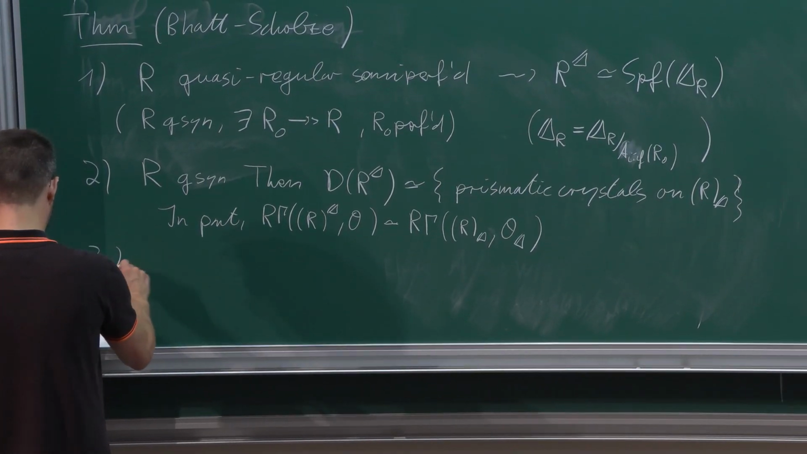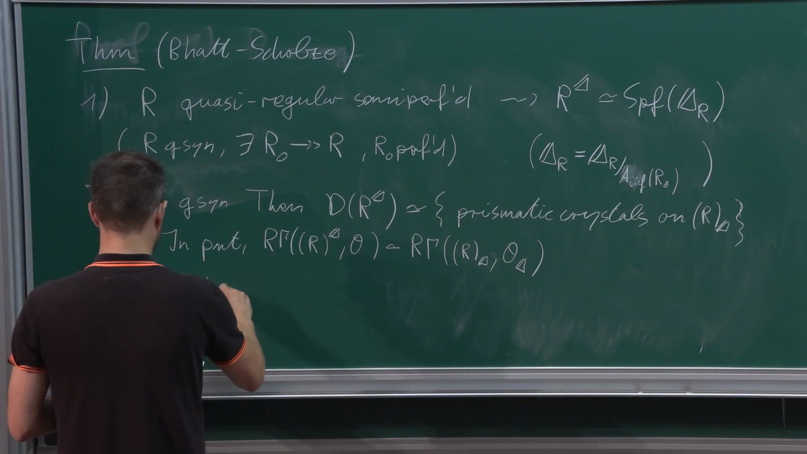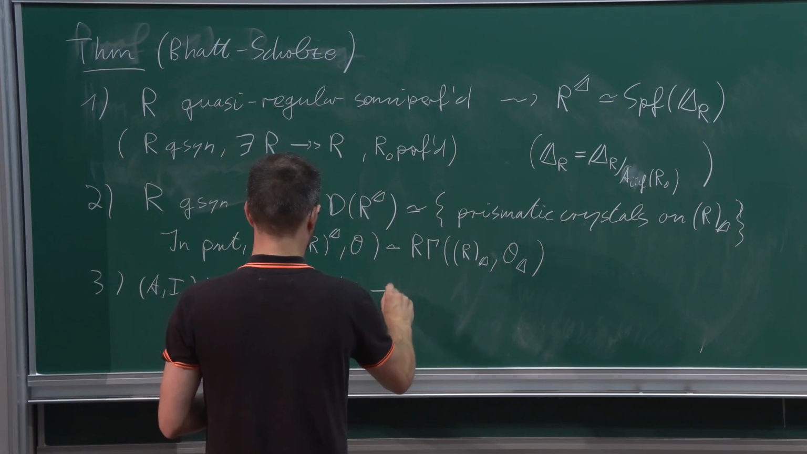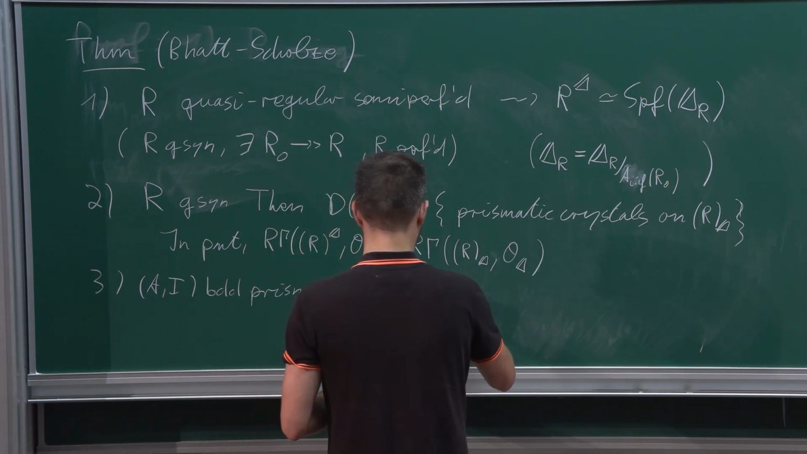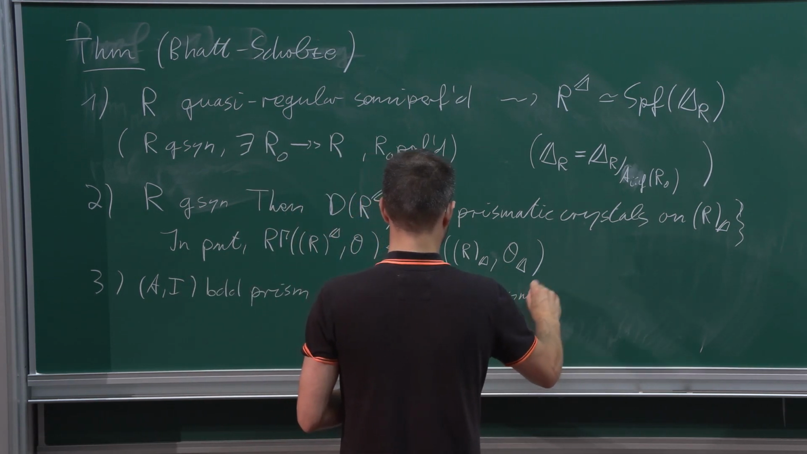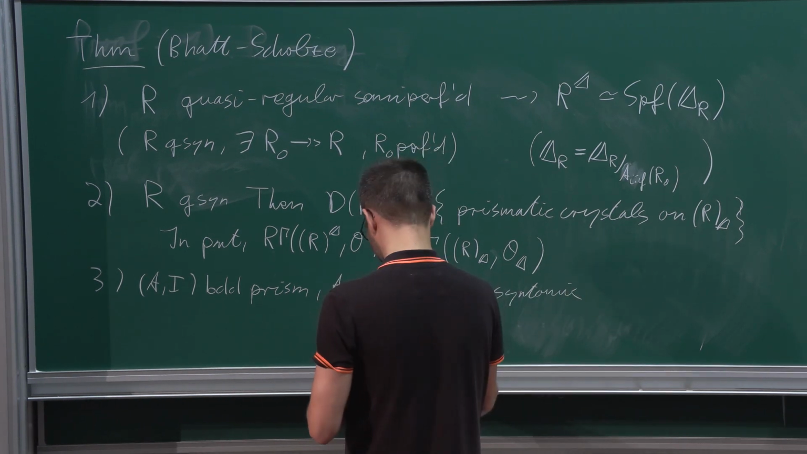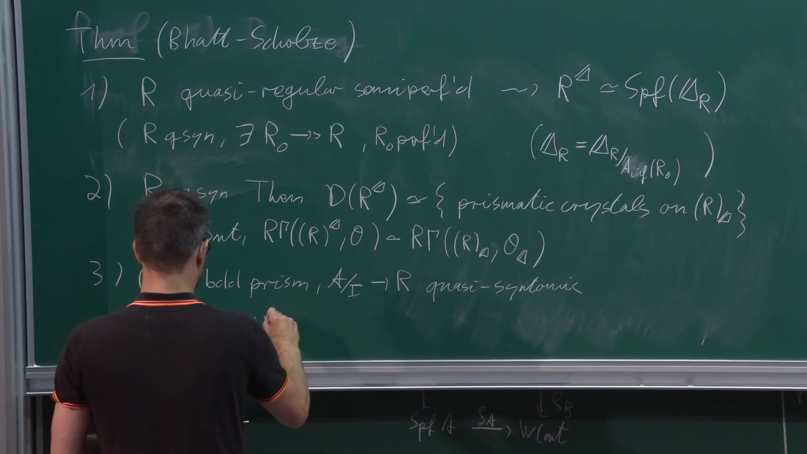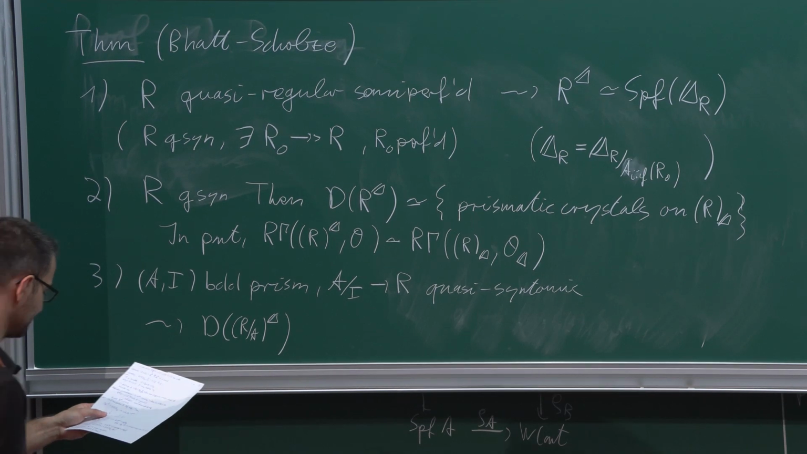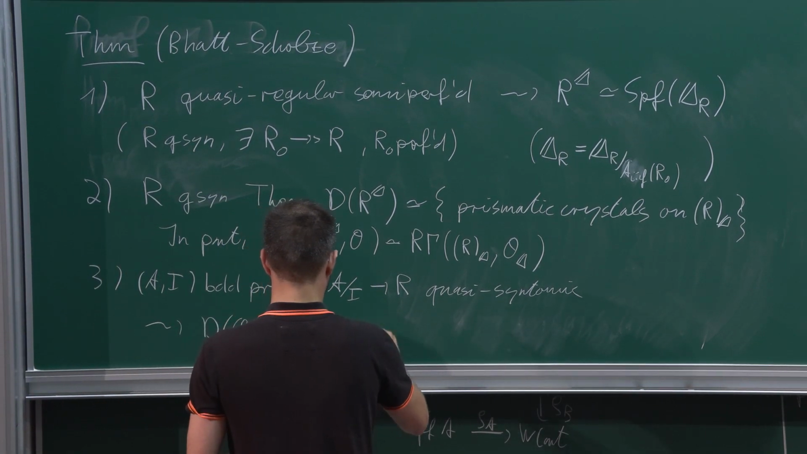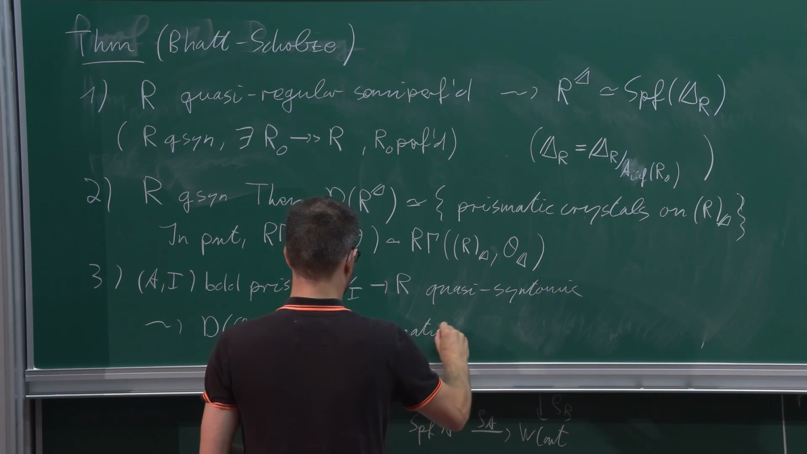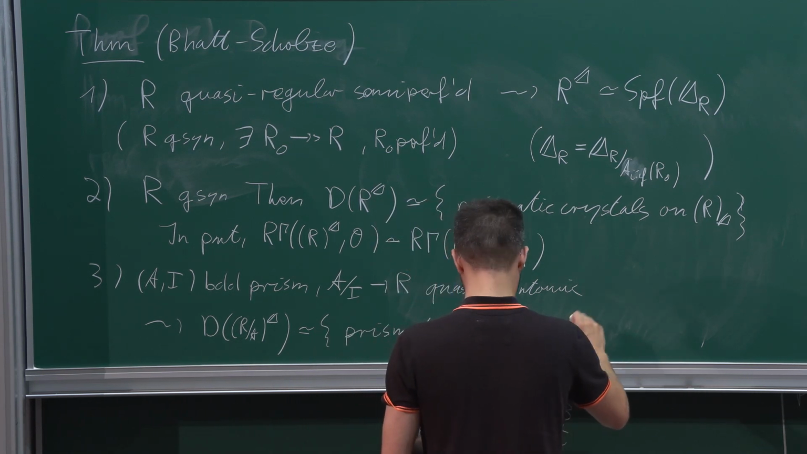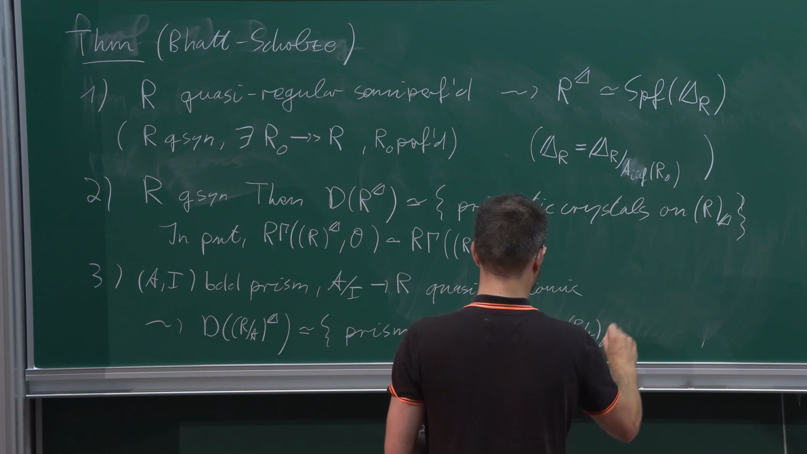And then, if I is, say, a bounded prism, and one assumes that A mod I to R is quasisyntomic, then the quasi-coherent sheaves on this relative prismatization identify with the derived category of prismatic crystals on the relative prismatic site.